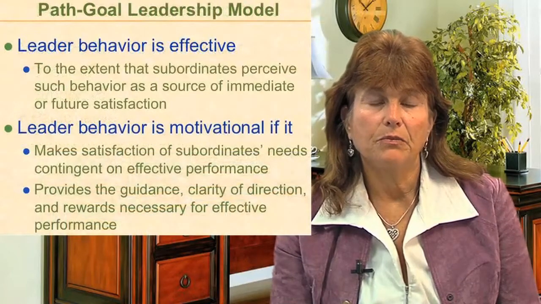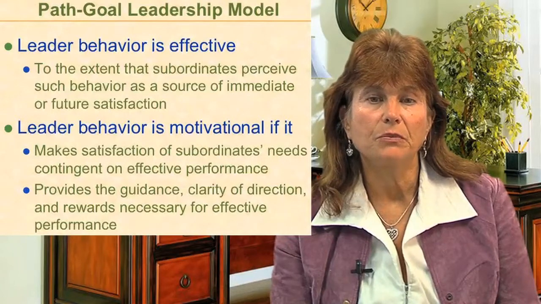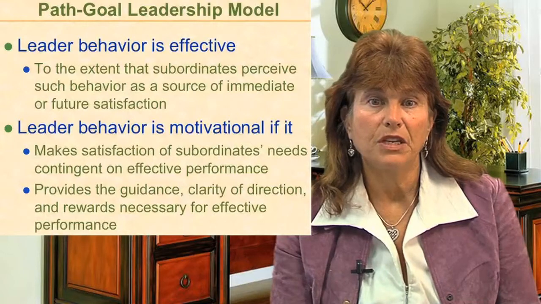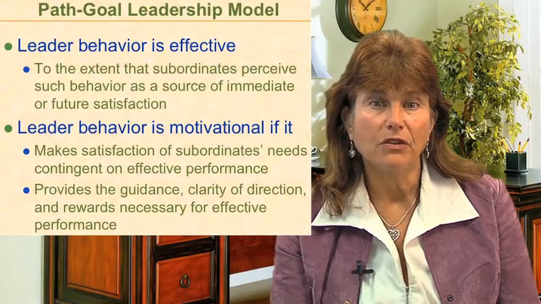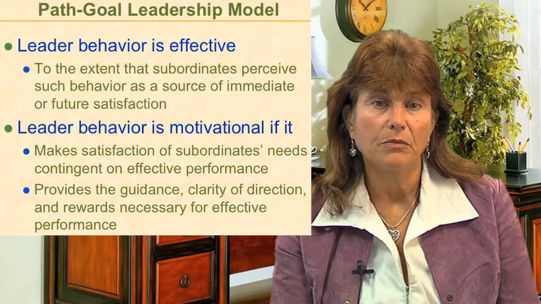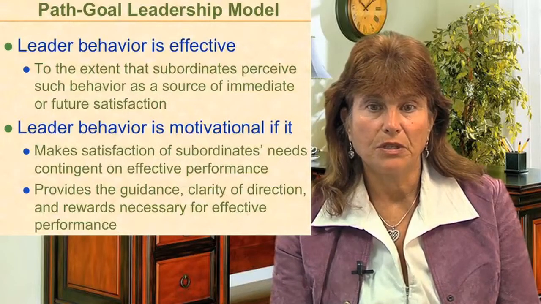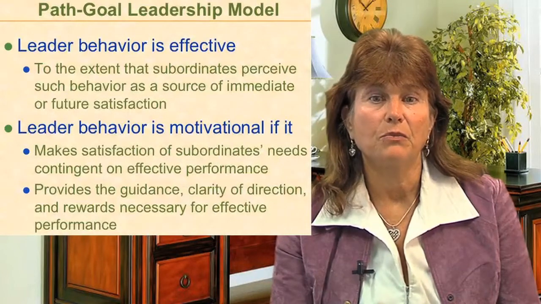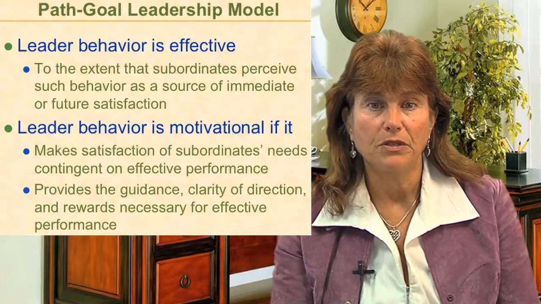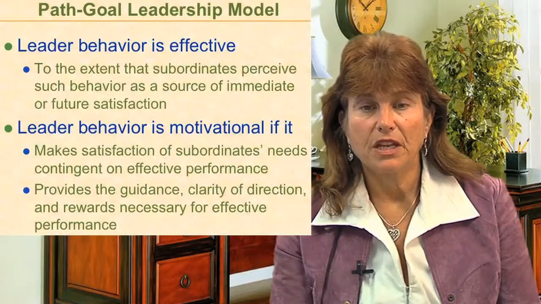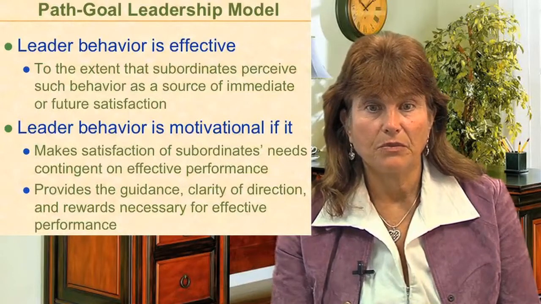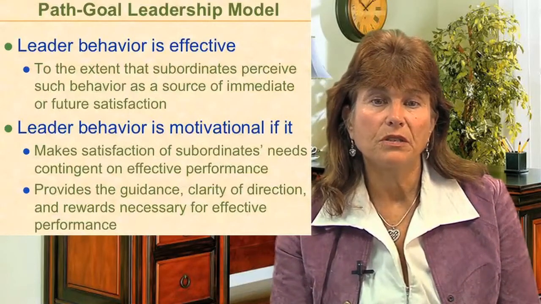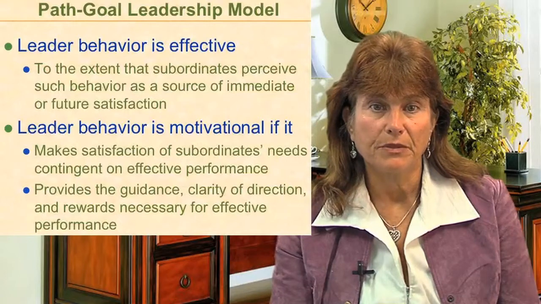In path-goal leadership theory, the leadership behavior is effective to the extent that the employees perceive that the behavior of the leader is a source toward their satisfaction and accomplishment. It's also motivational if it makes the satisfaction of the subordinates' needs contingent upon effective performance. So this is a theory that's oriented towards performance outcome. The leader needs to provide guidance, direction, and appropriate rewards in order to enable effective performance outcomes.